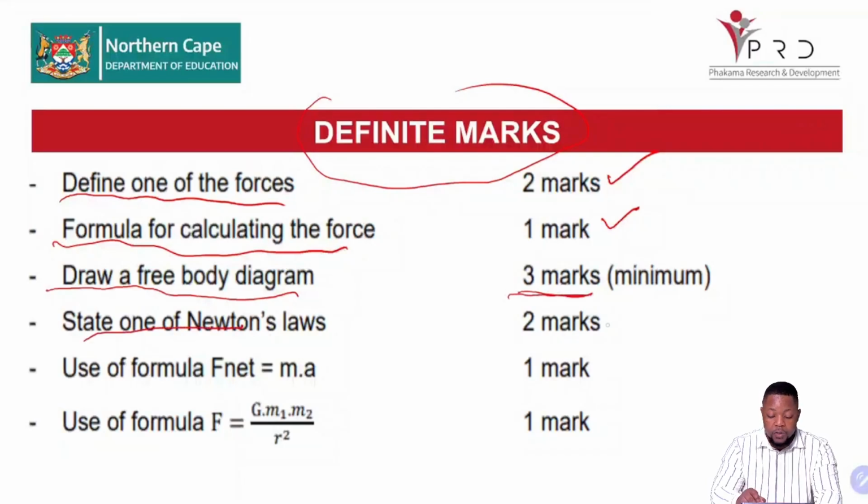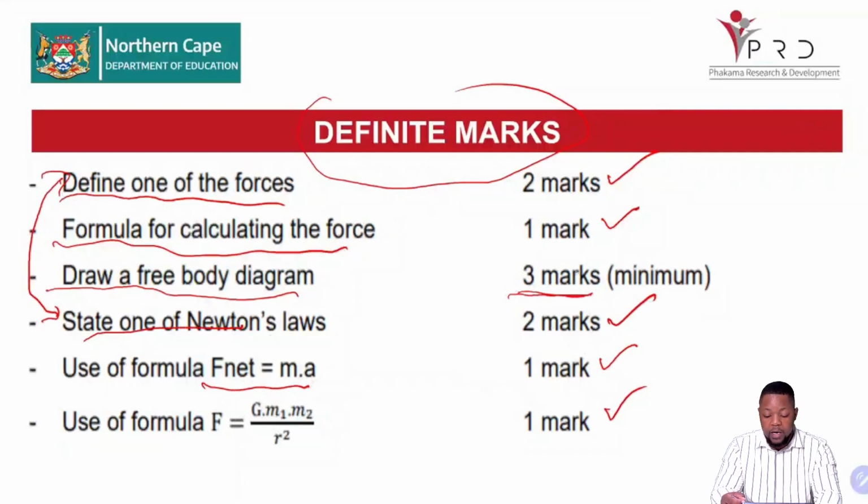Stating one of the laws, you will get 2 marks. Just pay attention: you are defining a force and you are stating a law. That is a definite 2 marks. Using the formula F net is equal to ma is a definite mark. Using the formula for universal gravitation, F is equal to G M1 M2 over r squared. These are definite marks. If we count them, that is 6, 8, 10 marks. So your 10 marks are definite marks should you prepare for your paper 1 as indicated.